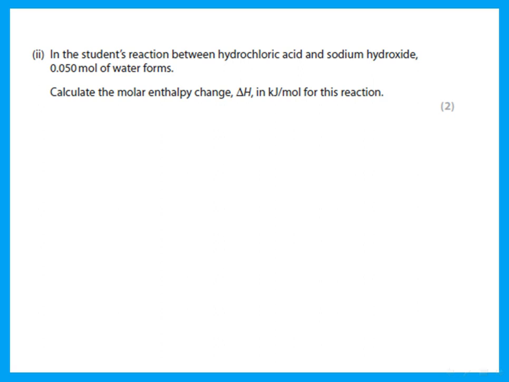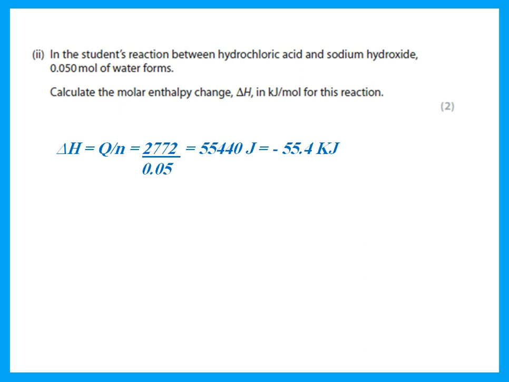In the student's reaction between hydrochloric acid and sodium hydroxide, 0.05 mole of water was formed. So the ΔH is the Q over the number of moles. This gives you joules. If you want it in kilojoules, divide by 1,000. You have to remember that the ΔH must have a sign.